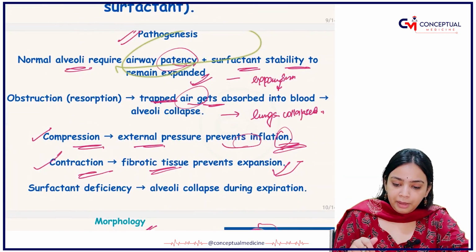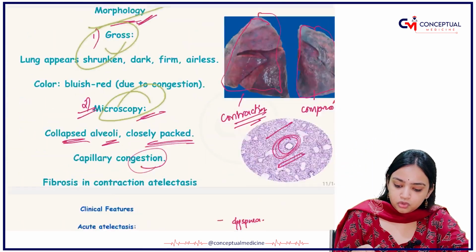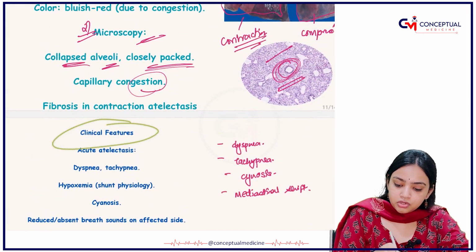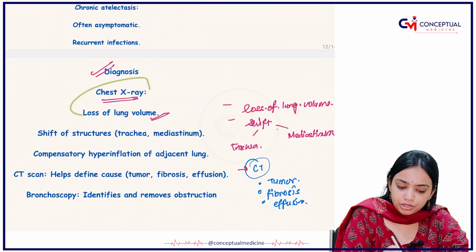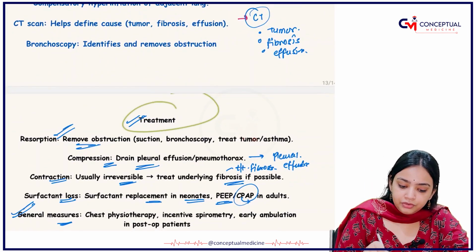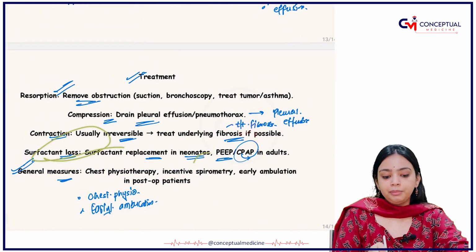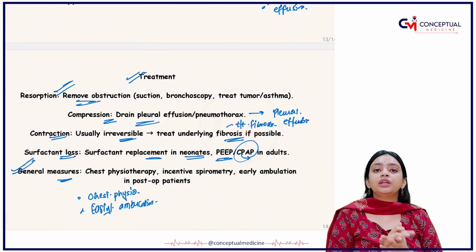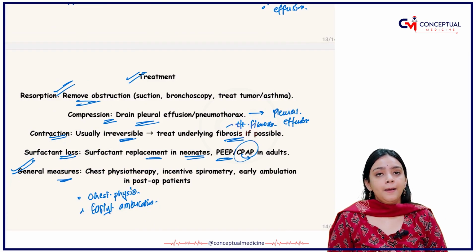Then we have seen the pathogenesis of atelectasis, morphology, gross features and the microscopic features. Then we have also seen the clinical features. For the diagnosis, what you have to do? You have to do the chest X-ray. Then for the treatment, if there is any obstruction, you have to remove the obstruction and treat the patients accordingly, according to the stage of atelectasis that he or she is presenting with.